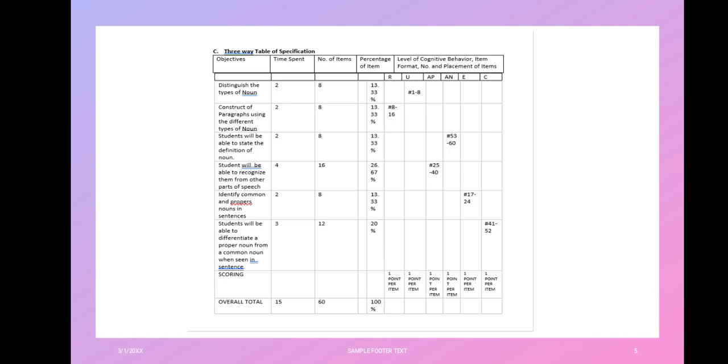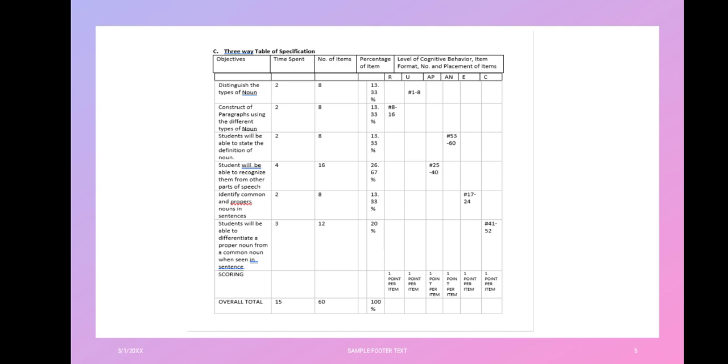In order to compute the number of items, there is a formula: the total number of items divided by the total number of days, times the number of days to be taught. For example, the total number of items is 60, divided by the total time spent, which is 15. 60 divided by 15 times the number of days or hours on objective 1, or the time spent, which is 2. So, 60 divided by 15 times 2, and the answer is 8. That is first the total number of items. So on and so forth.